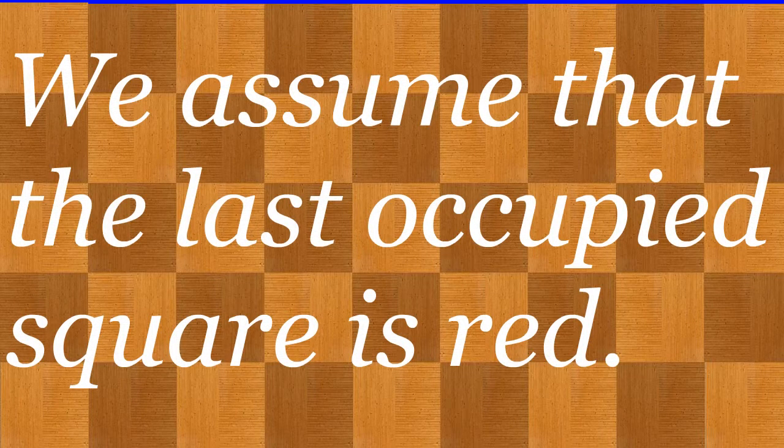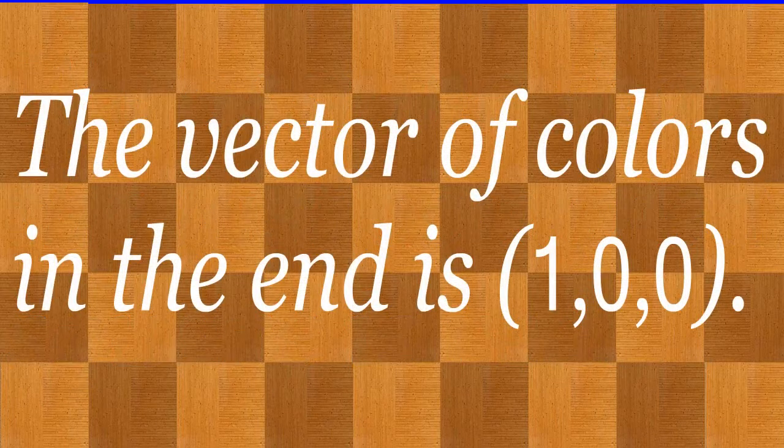Since we assume, by contradiction, that we can finish our game with only one pawn remaining, we can also assume, without loss of generality, that the last move of this pawn is to a red square. Hence, at the end, we are left with the vector 1, 0, 0.